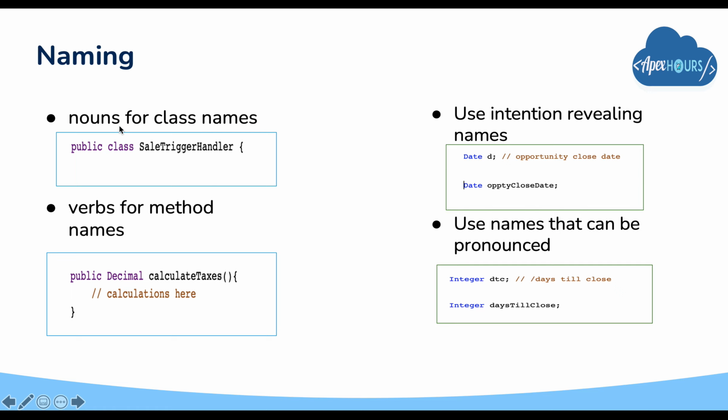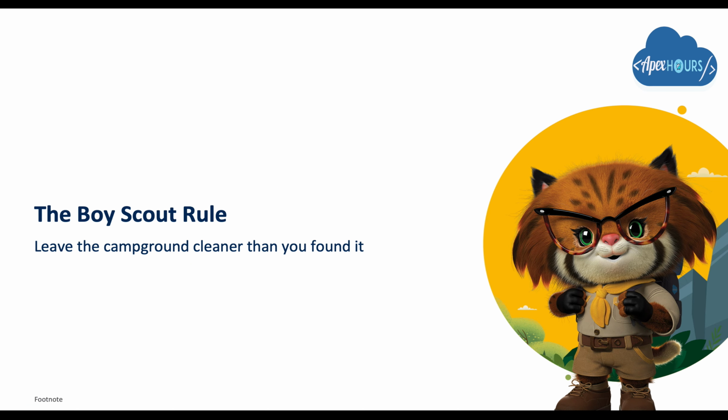Let me talk about a few of the standards in a short manner. Naming convention: use nouns for classes, with class names capitalized, and verbs for method names. Make them small, follow this pattern, and use relevant names. Sometimes you see people name a variable opportunity close date as just D. Don't do that. Make the variable readable, like opty close date, so it can be easily pronounced. Instead of integer dtc, it is better to use integer day till close. So make the names useful and follow the standard your company has defined, as it can be different.